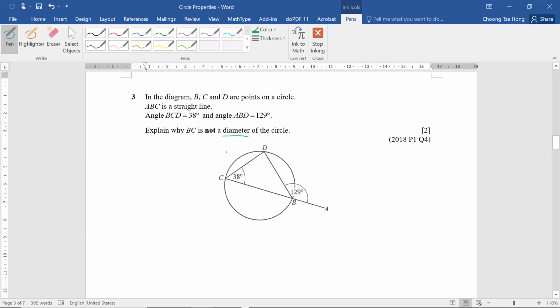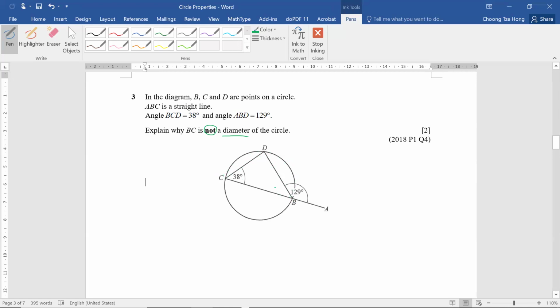Because if we have a diameter, right? If let's say BC is the diameter, then it's going to divide the circle into two semicircles, and then the angle formed at the circumference, in this case angle BDC, should be 90 degrees. But now they are asking us to explain why it's not a diameter. So if BC is not a diameter, then arc BCD, or BDC, will no longer be a semicircle.